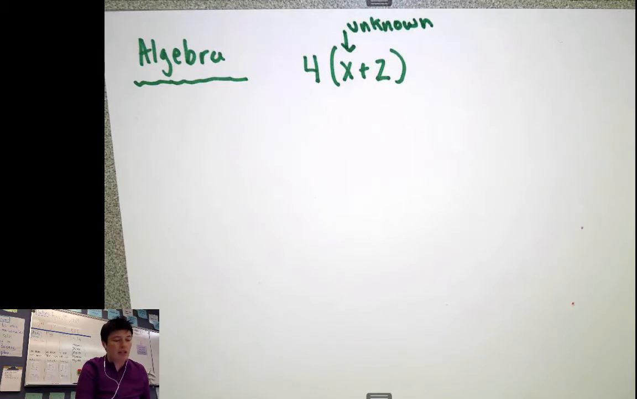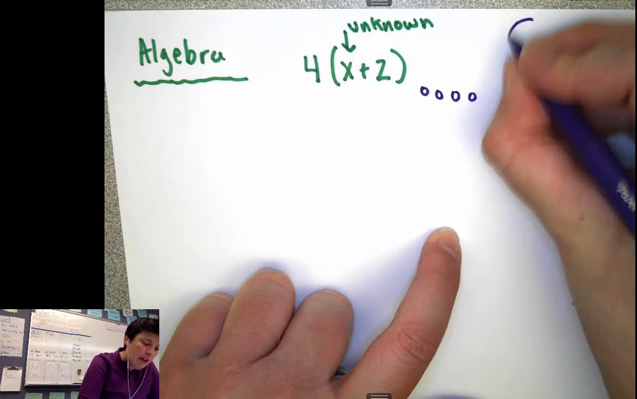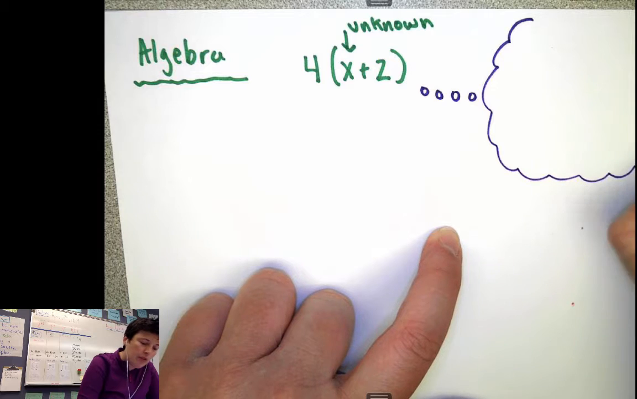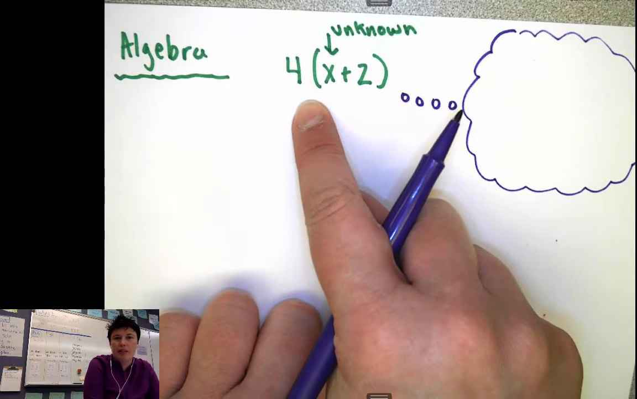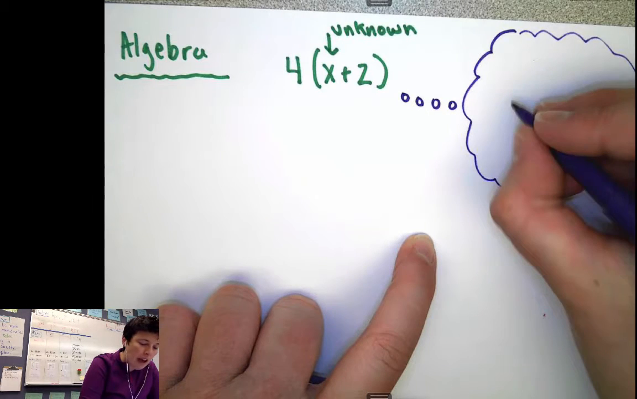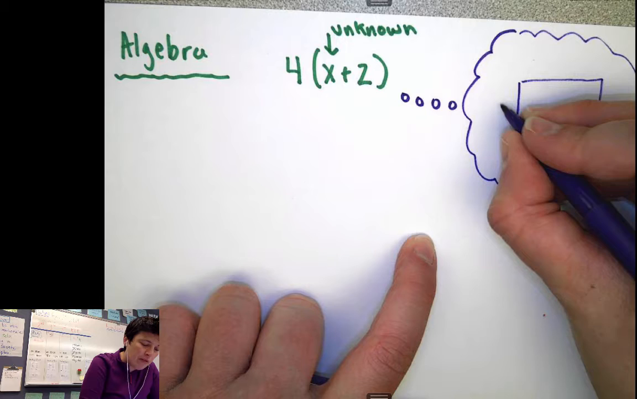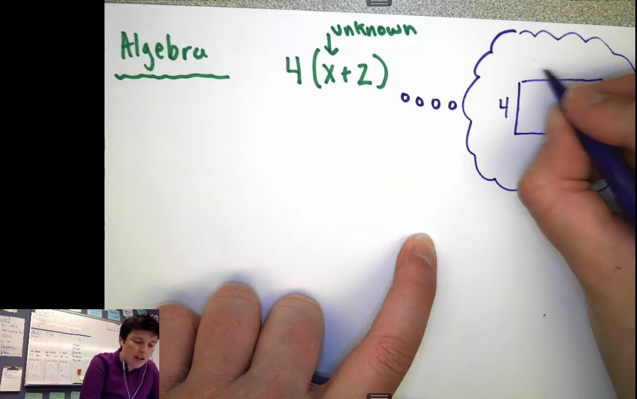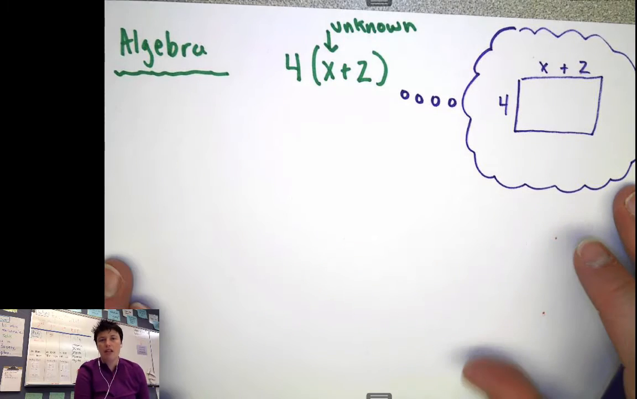Now, let's picture it as a rectangle. So what I'm going to do is draw a little thought bubble over here about what's going on in our head. My thought bubble is going to be a picture of what 4 parentheses x plus 2 looks like. What that means is I have a rectangle, and I'm multiplying 4 times x plus 2. This is what it looks like.